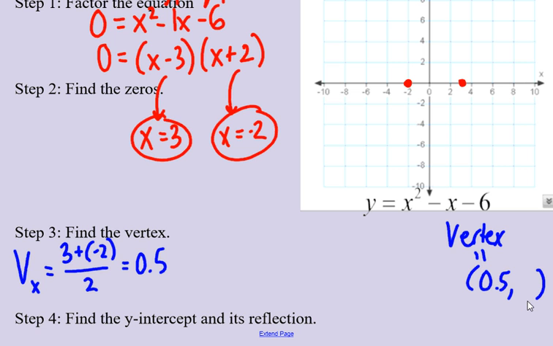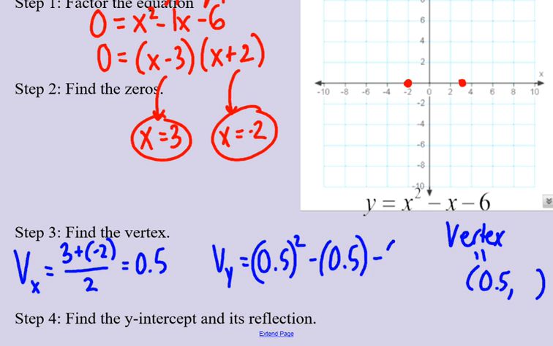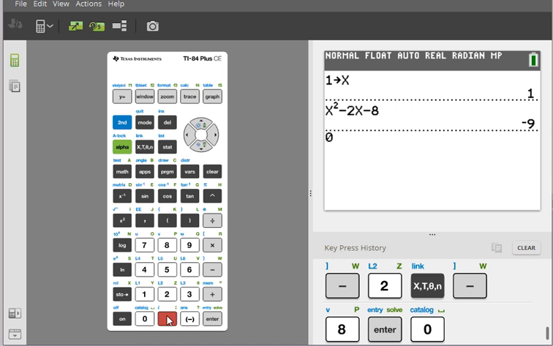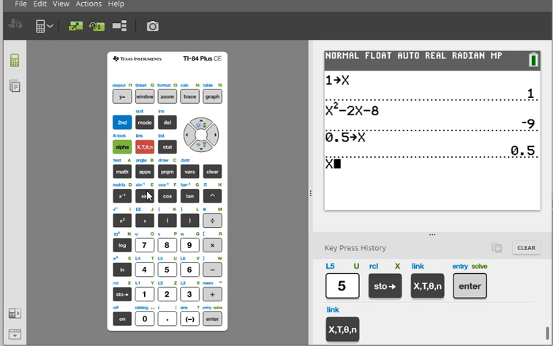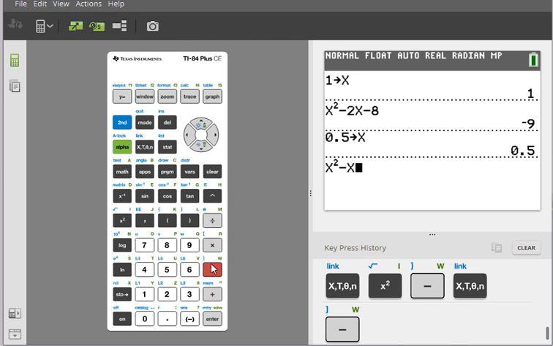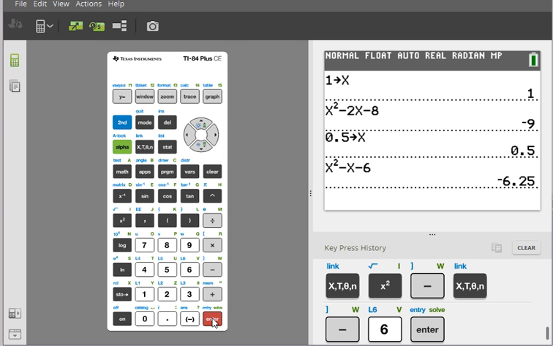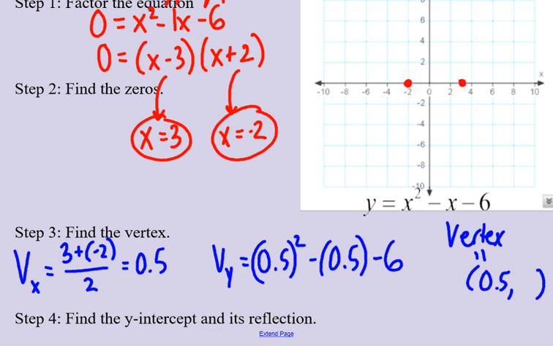Now I need to find the y-coordinate. Well, to find the y-coordinate, I'm going to put 0.5 in for x in my equation. I'm going to use the calculator to do this. So 0.5, store that for x. Hit enter. Now type in your equation. x squared subtract x subtract 6 tells me my y-coordinate is negative 6.25. Oh, I kind of ran out of room here. Negative 6.25. So the vertex's y-coordinate is negative 6.25.